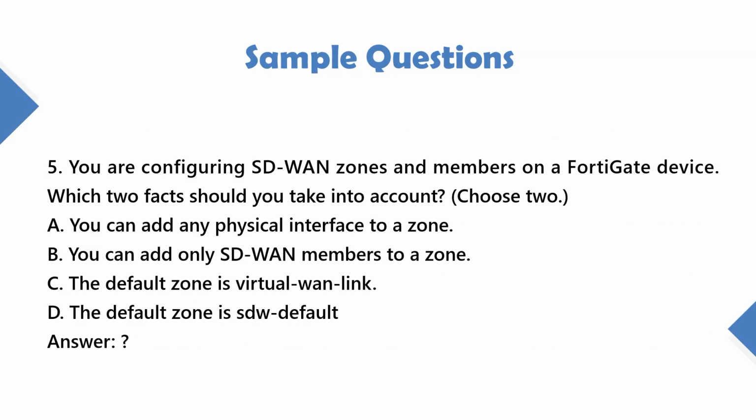5. You are configuring SD-WAN zones and members on a FortiGate device. Which two facts should you take into account? Choose 2. A. You can add any physical interface to a zone. B. You can add only SD-WAN members to a zone. C. The default zone is virtual-wan-link. D. The default zone is SDWAN default.